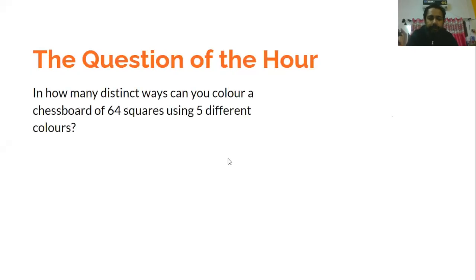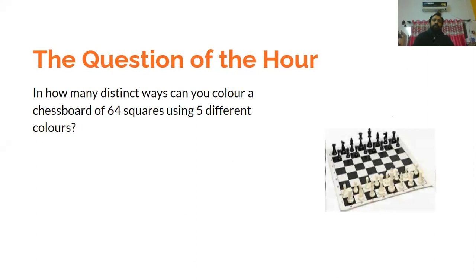Here we go. So the question is, how many distinct ways can you color a chessboard of 64 squares using 5 different colors? So we have a chessboard.